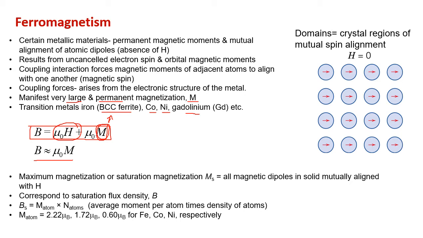Maximum magnetization, or saturation magnetization M_S, occurs when all magnetic dipoles in the solid are mutually aligned with H, corresponding to the saturation flux density B_S.